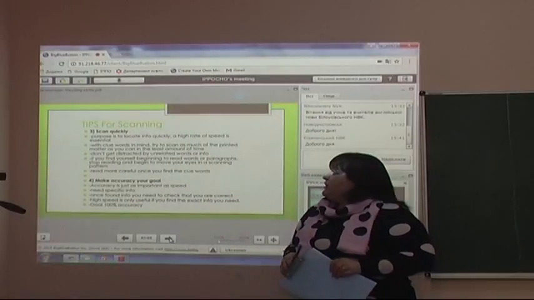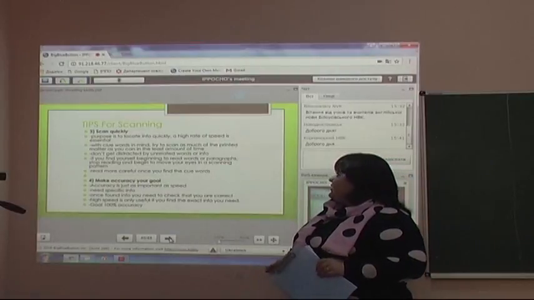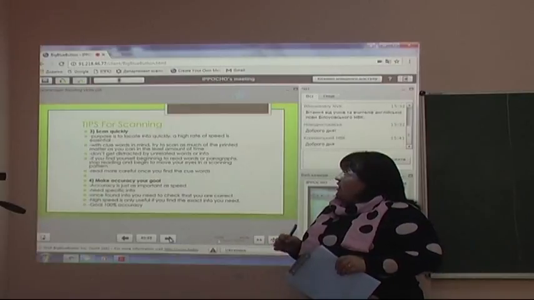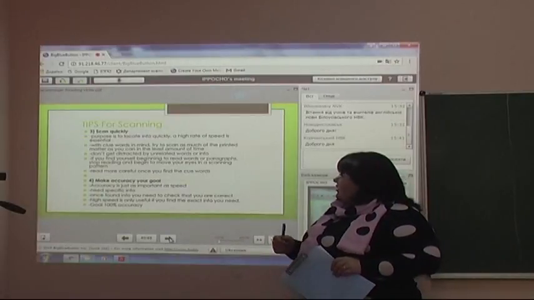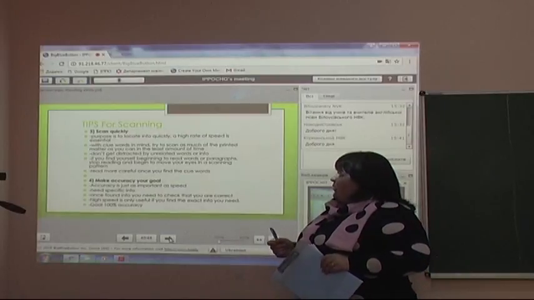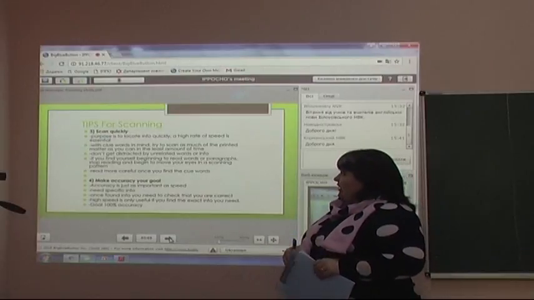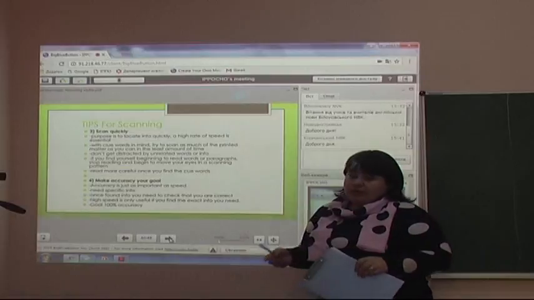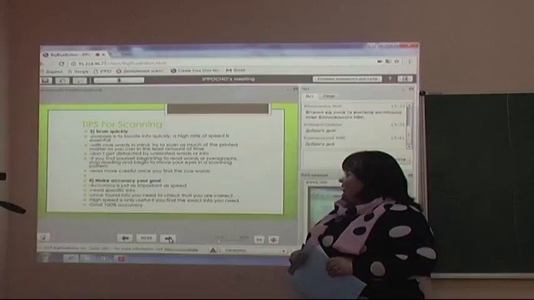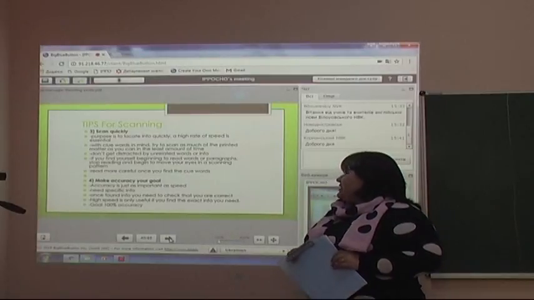Then, scan quickly. The purpose is to locate information quickly at a high rate of speed. So, with clue words in mind, try to scan as much information as you can. Don't get distracted by unrelated words on this topic. And if you find yourself beginning to read words or paragraphs, just stop reading and begin to move your eyes very quickly. Read more carefully once you find the key words.